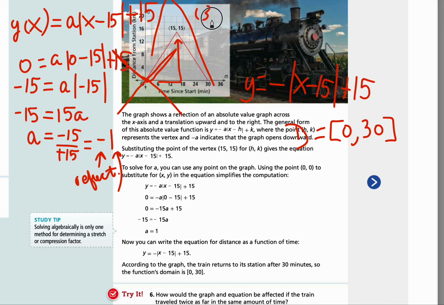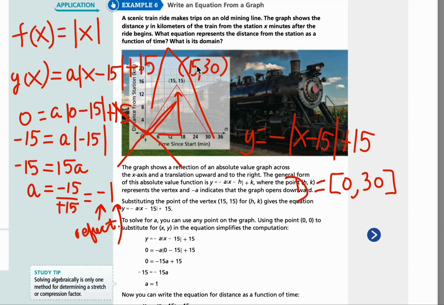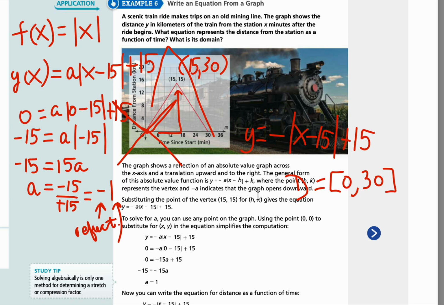And then you have 15, 30, because in the same amount of time, you're doubling the distance. Then you would have a stretch or compression. So there would be a vertical stretch by a factor of 2. So the new equation should be negative 2 times the absolute value of x minus 15, plus 15.